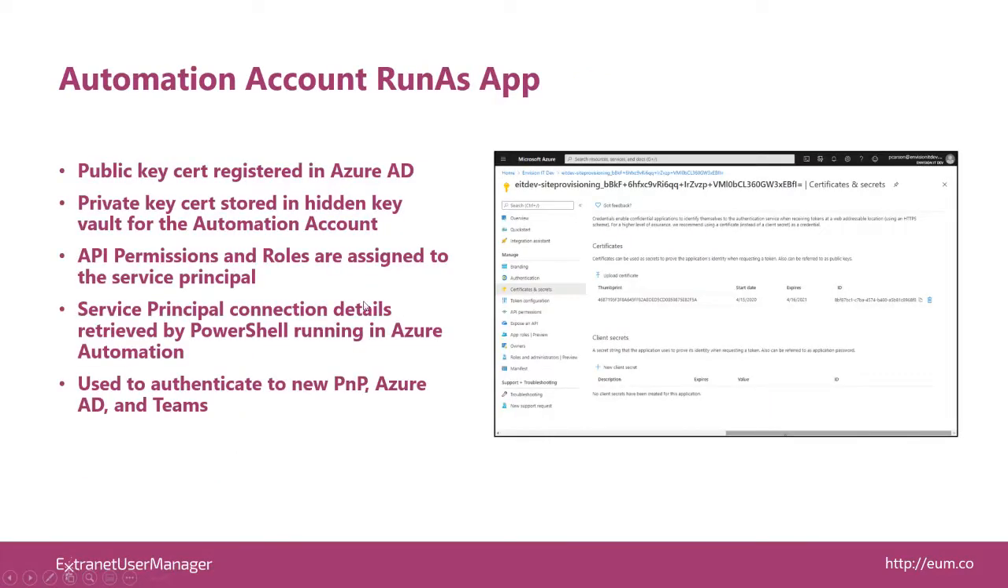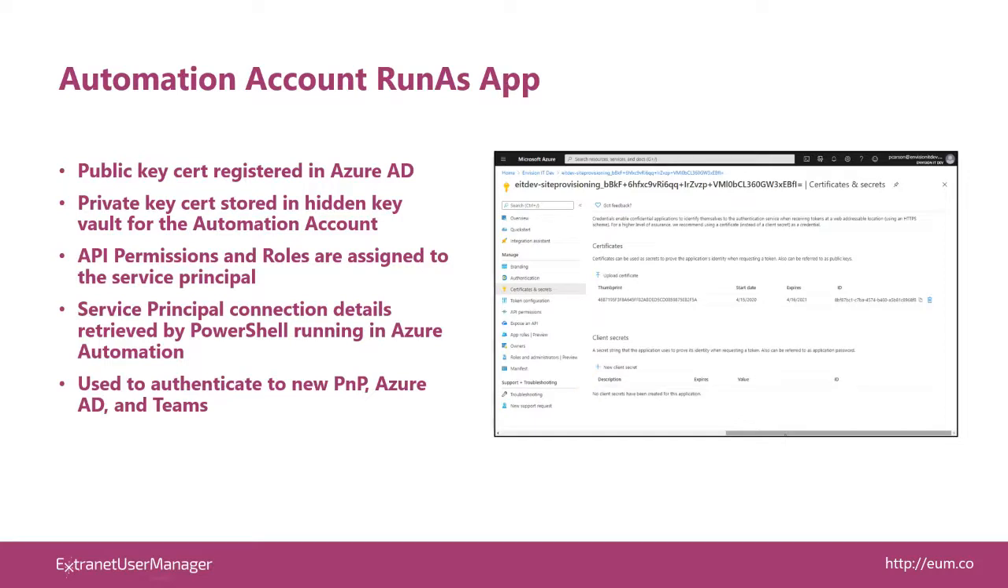So this run as app, which gets created automatically as part of the automation account, is set up for you in Azure AD. And there's a public private key combination that goes as part of this as well. So it creates a public key cert that it registers in Azure AD, and it creates a hidden key vault underneath your automation account, which is a secure place to keep secrets like certificates, and it puts the private key into that key vault underneath the automation account.